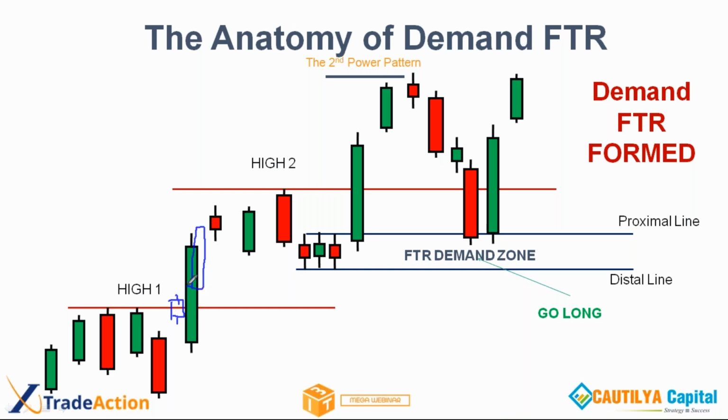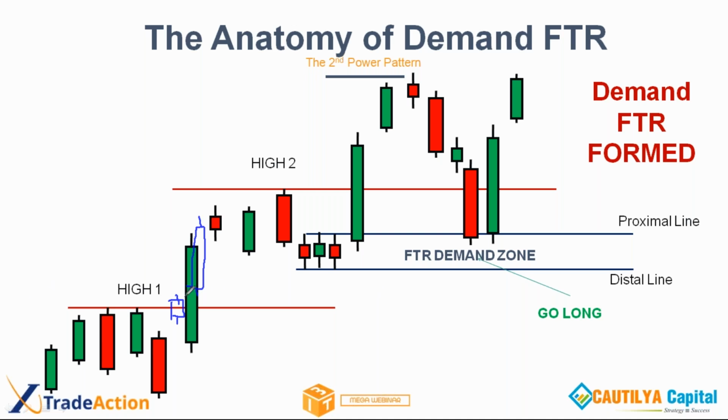Now friends, what was the rule? What was the rule of FTR? Rule number 1, H1 is formed. Rule number 2, break H1. Yes, it is broken. Rule number 3, a base is formed. Rule number 4, H2 is formed. And rule number 5, H2 is broken.